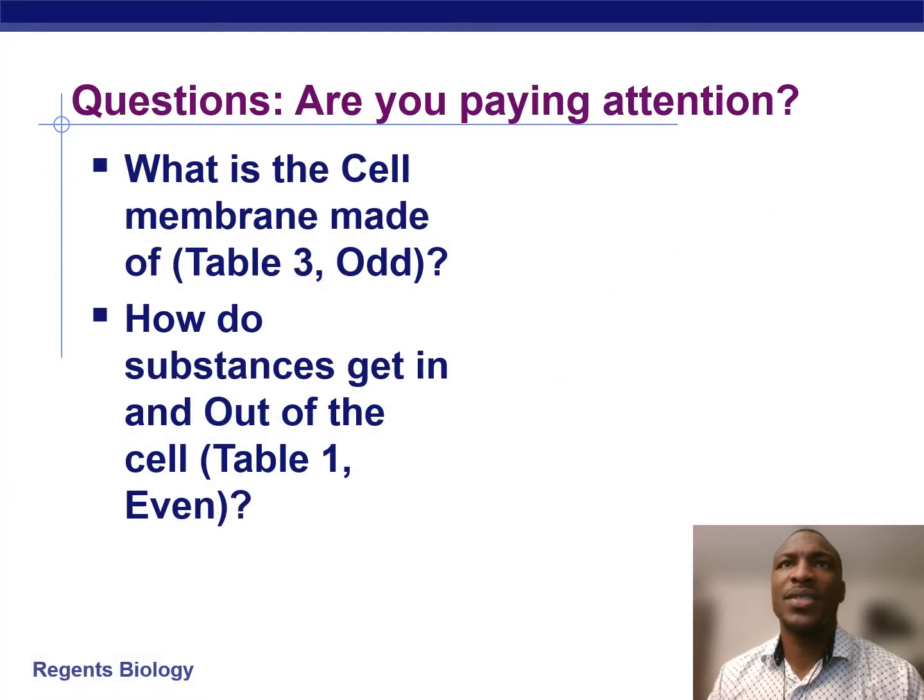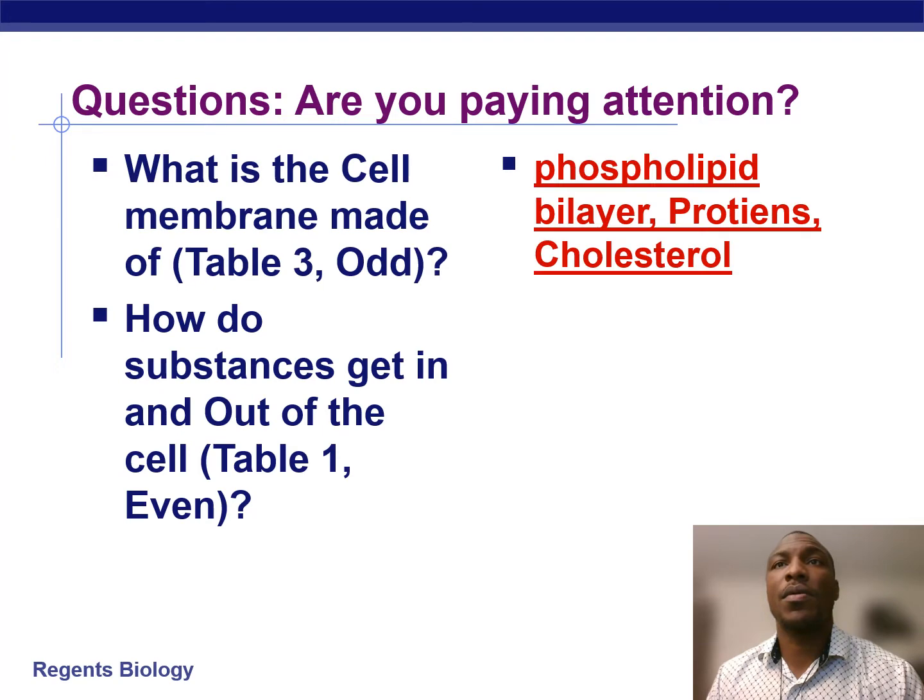So, what is the cell membrane made out of? Think about it. We should be able to answer that question. How do substances get in and out of the cell? So there's two ways, right? Let's see what they are. So first, what is it made out of? Phospholipid bilayer, proteins and cholesterol.